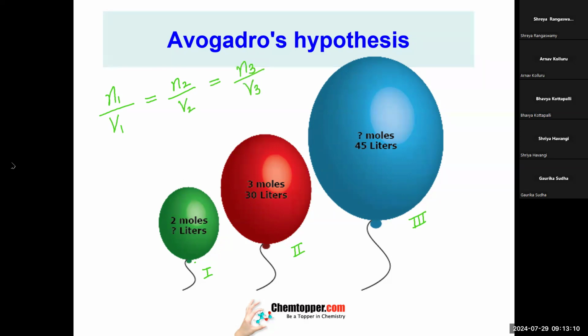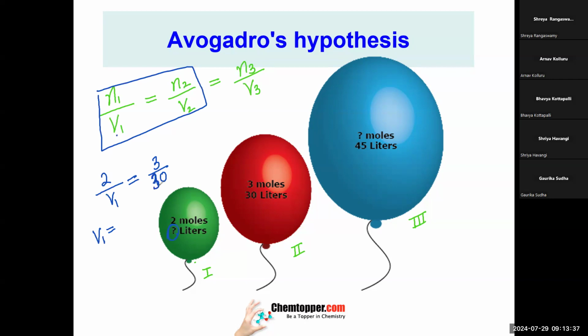Now, for the first balloon, you can use this. What do you want to calculate? V1. So plug in the values. What is N1? 2. What is V1? I want to calculate. See, this is V1, this one. What is N2? 3. What is V2? 10. Use this ratio, get V1, which we just calculated. Oh, this is 30, sorry. We calculated it as 20 liters.